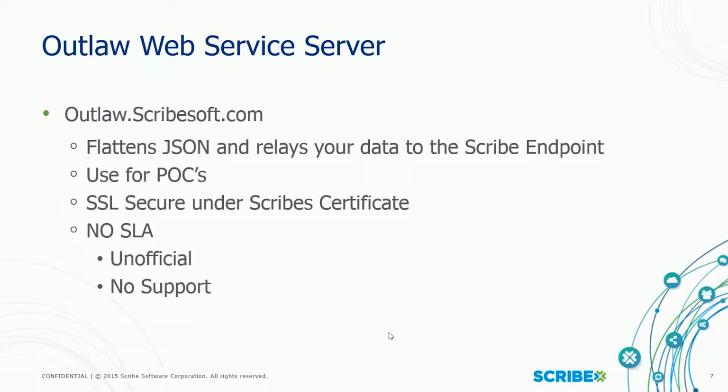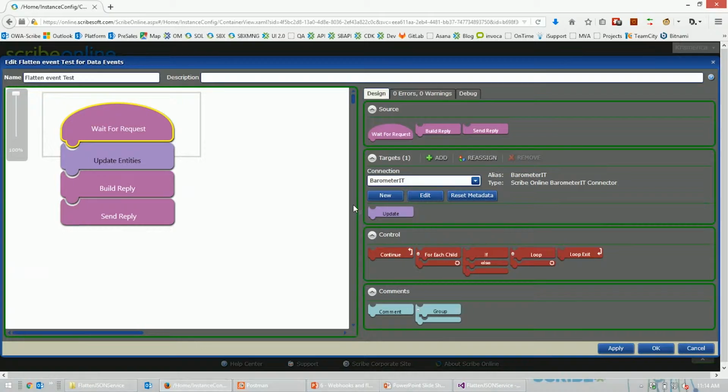Although it is for proof of concepts, there is a secure Scribe certificate. So you will find that this server expects HTTPS traffic, and it is signed by Scribe Online and by our SSL certifiers. So it is a secure server. So let's talk about how this works, and let's take a look. So we'll move on, and we'll go back to Scribe Online.